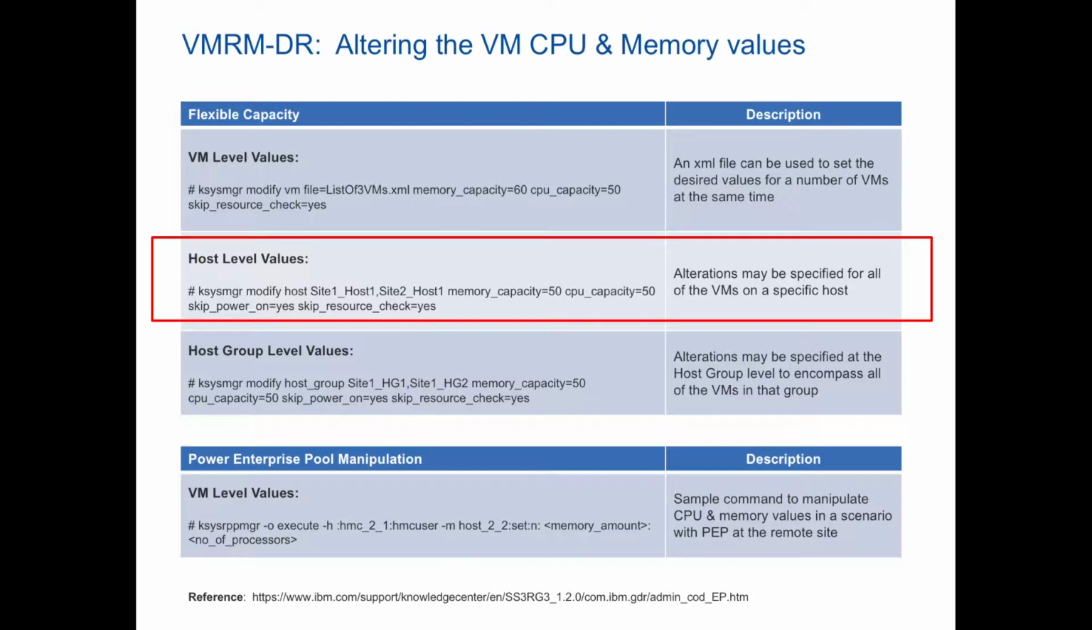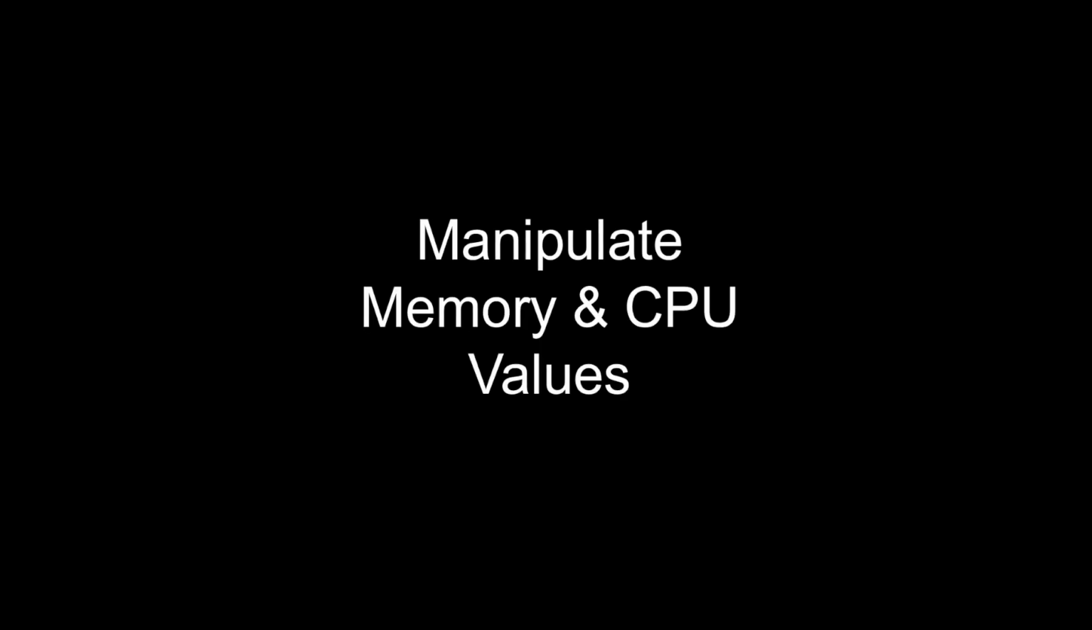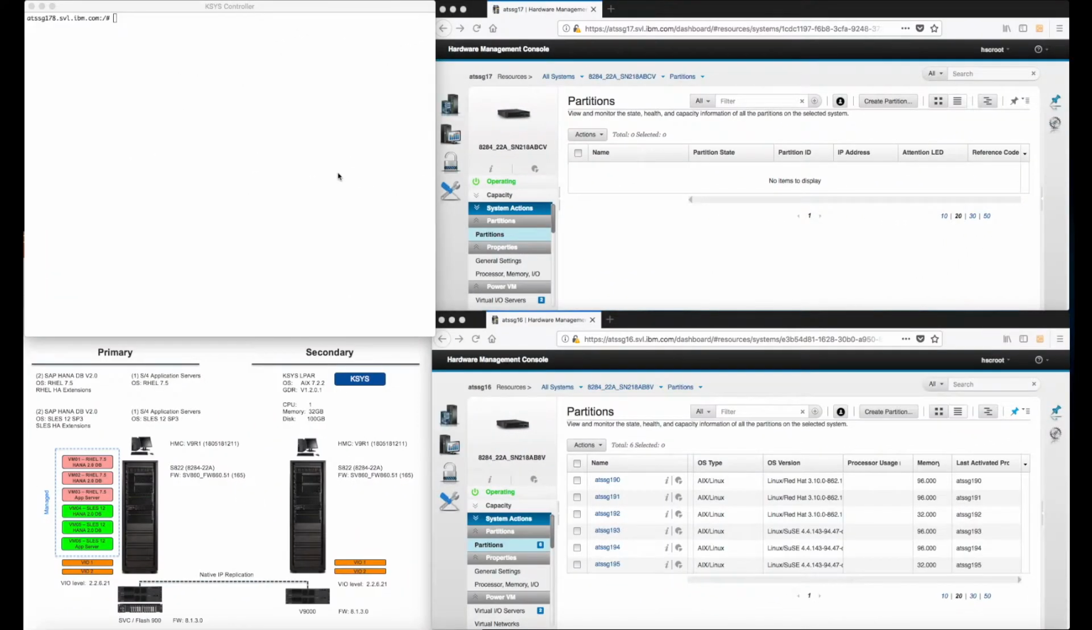So from the GDR side of the house, they did introduce a command that can help you pre-provision those resources at the remote location. So let's do that now. I'm going to manipulate the memory and CPU values, and let's get to it. So now that I showed you what I was going to be performing logically, let's do the actual demonstration.